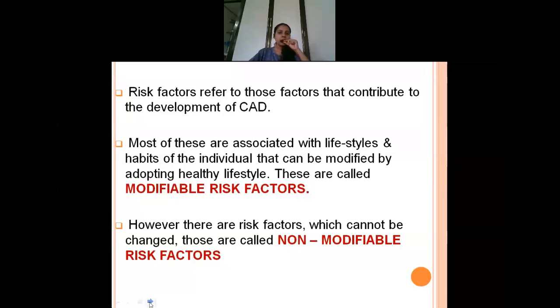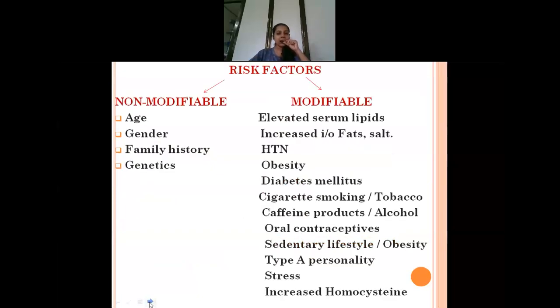So we know already what is a modifiable and non-modifiable risk factor, isn't it? Modifiable risk factors are those which are because of the lifestyle or because of the habit of the individual, and they can be modified. If you lead a healthy lifestyle, you can stop those risk factors. Now we have also got non-modifiable risk factors which we cannot change, like your age, family history and genetics, isn't it? Now we will see in detail regarding the risk factors. Non-modifiable, which cannot be changed, are age, gender, family history, genetics.